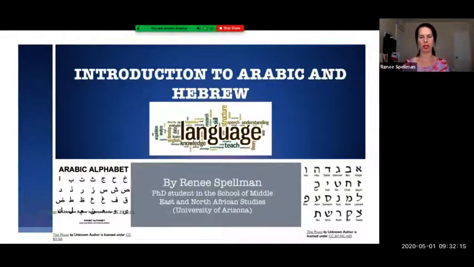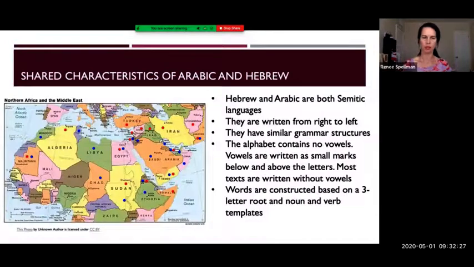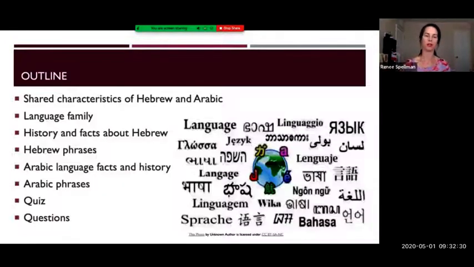This presentation today is about Arabic and Hebrew. It's kind of an introduction, a little bit about the history of each language, and some fun facts. First, I'm going to talk about shared characteristics between Arabic and Hebrew, the things that are quite similar between them. I'm going to talk a little bit about the language family, and then a little bit of history and facts about Hebrew, some common Hebrew phrases and greetings, and then the same with Arabic, so Arabic language facts and history, some phrases. And then at the end, I have a 3-question quiz.